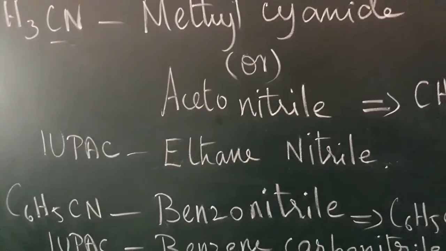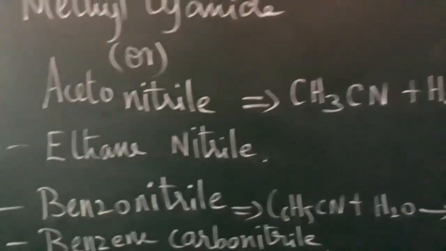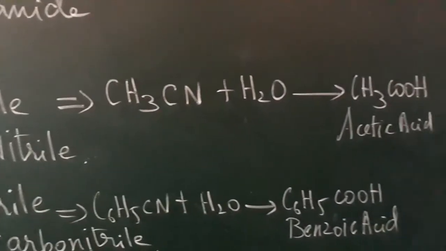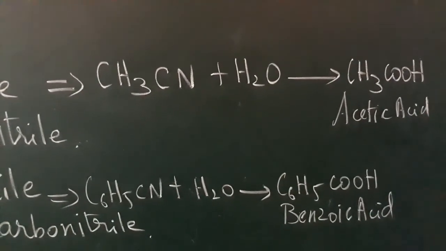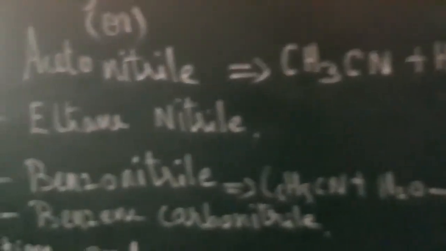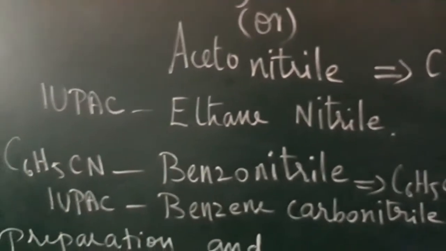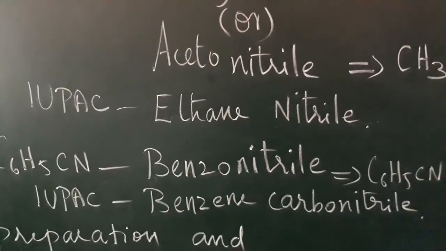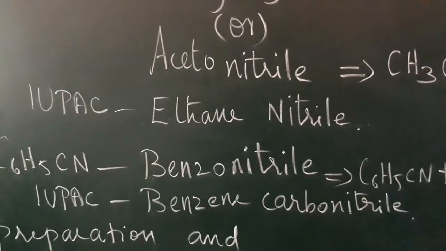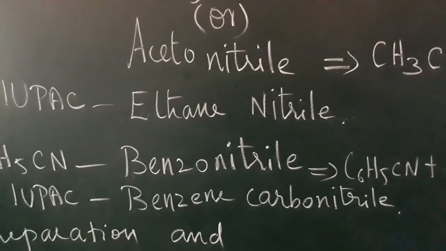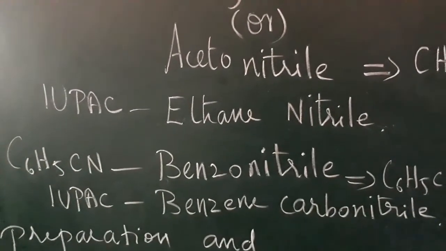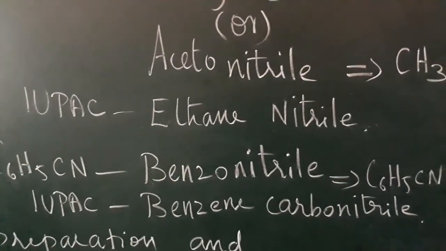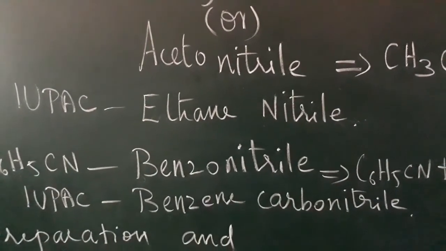The common name is benzonitrile. Why do we call it benzonitrile? On hydrolysis it gives C6H5COOH, that is benzoic acid. So that is the name we get here, benzonitrile. In IUPAC we write benzene, and then the CN is called carbonitrile because it contains one carbon along with the benzene. One more carbon is present, so benzenecarbonitrile.